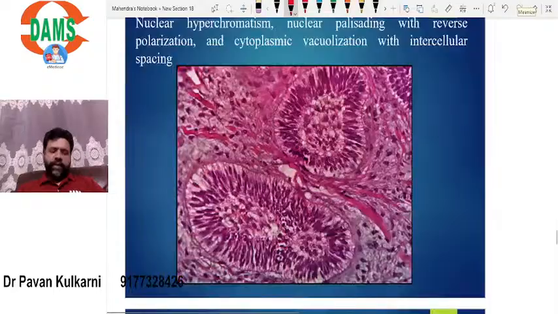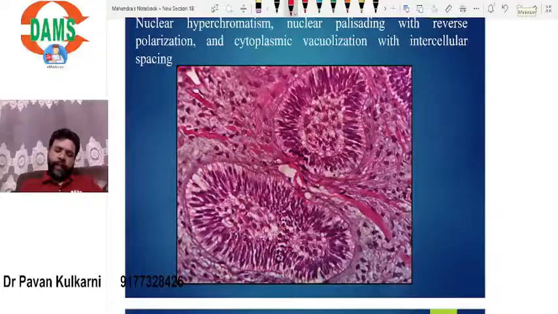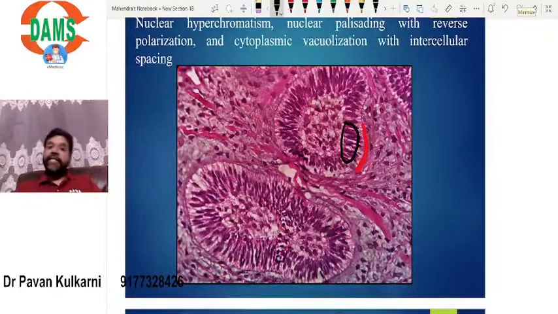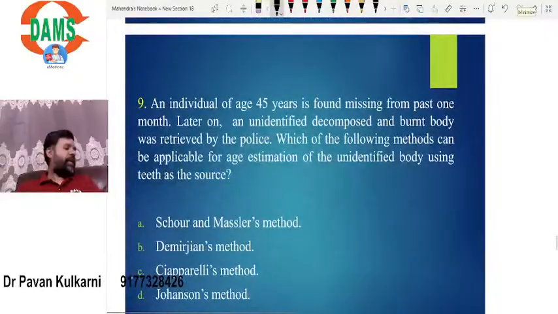So this is the typical picture you can see. Suppose this is a basement membrane. I just draw the basement membrane here. So look at the nucleus. Where are the nuclei located? You can see the nuclei are located here, away from the basement membrane. That is called a reversal of polarity. Okay, let us move on to the 9th question here.